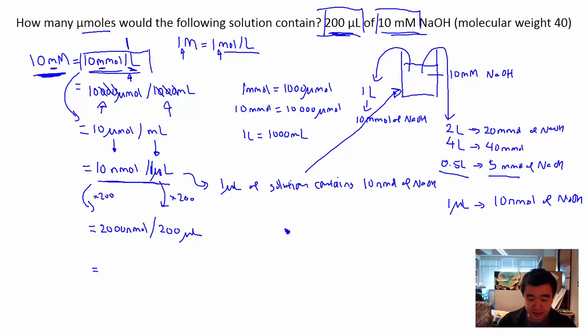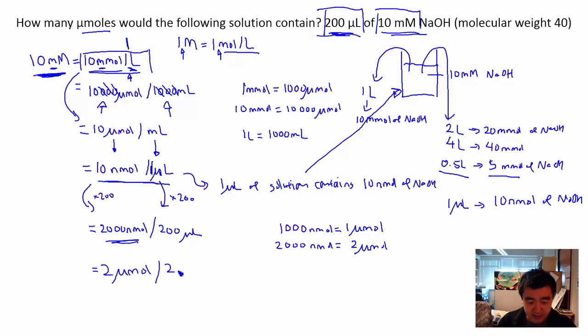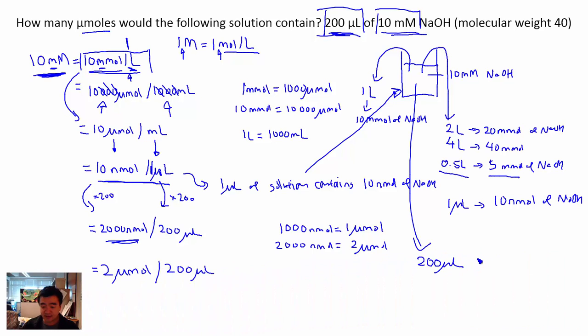2,000 nanomoles, we know that 1,000 nanomoles is equal to 1 micromole, therefore 2,000 nanomoles is equal to 2 micromoles, and therefore we can rewrite this left hand side to be 2 micromoles. We haven't done anything to the right hand side, so let's write the same thing down here. So this is saying that if we take out of our solution 200 microliters, in that 200 microliters will be 2 micromoles of the sodium hydroxide.